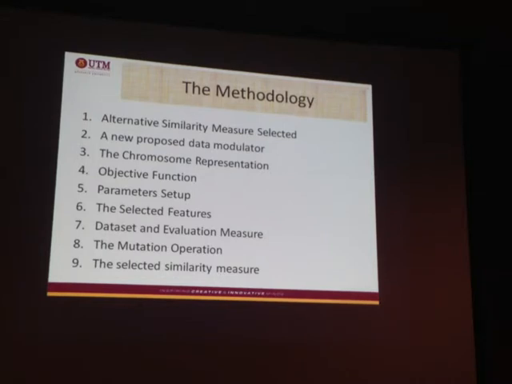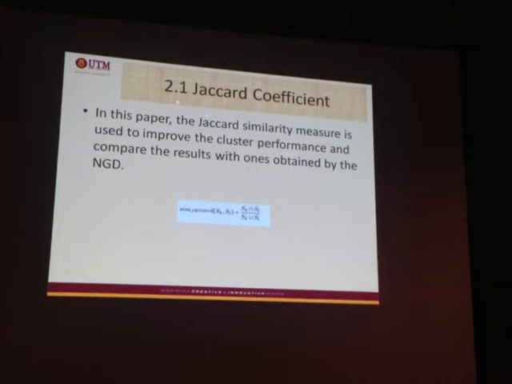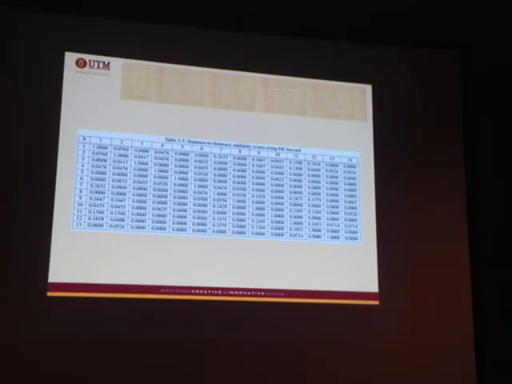So the methodology proposed in this paper is: first, we replace the NGD with the Jaccard coefficient. In this paper, Jaccard similarity is used to improve the cluster performance because the NGD gave us some incorrect similarity measures. That means the clustering is inaccurate. So we replace it with Jaccard to improve the cluster performance, and then compare the result with the one obtained by NGD. We will compare those. This is the Jaccard result. For example, the last sentences we compared, it is 0. So there is a big difference between both similarity measures. This is DE Jaccard.